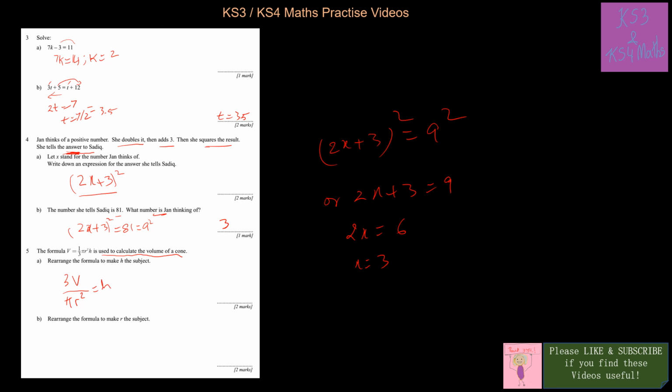Rearrange the formula to make R the subject. So we have to make R the subject. R is with a square. So let us rearrange these numbers and variables to put R square on one side. So that would be 3V divided by pi H, and that is R square. So R would be the square root of the whole thing. So that is your answer.